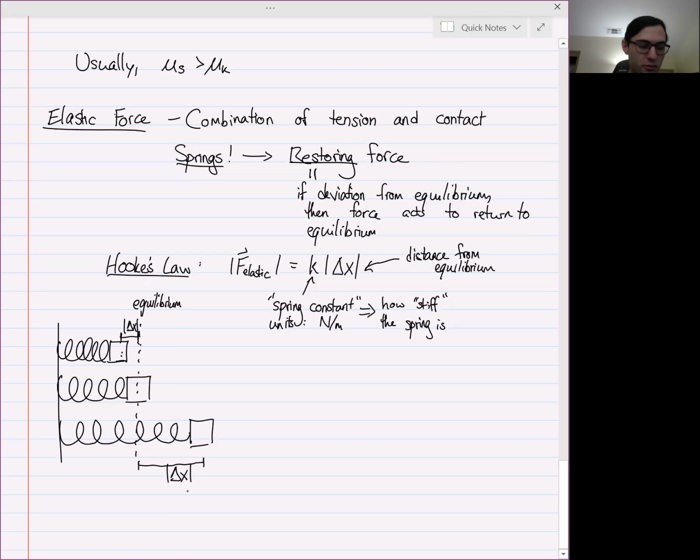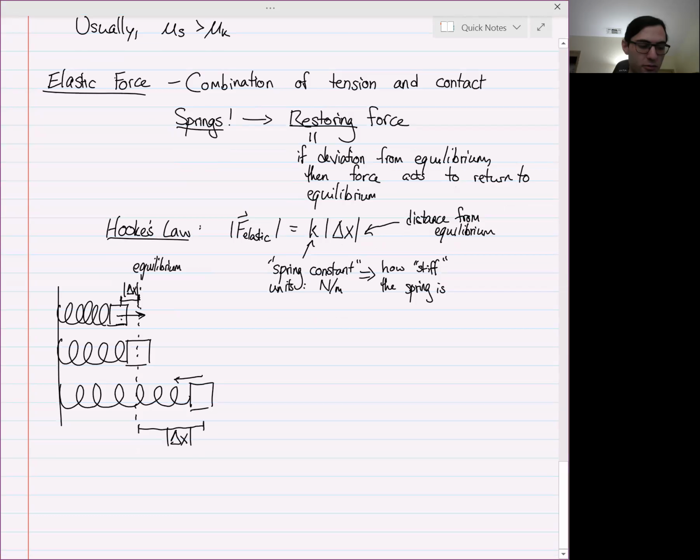Now, this is not a vector equation. So far, this just tells us what the magnitude is. The magnitude is just k times the displacement, times the distance from equilibrium, rather. And the direction is towards equilibrium. So the force on this one would be this way. It would pull the block back towards equilibrium. The force on this one would be to the right, towards equilibrium, and it would have the magnitude as specified by Hooke's law.